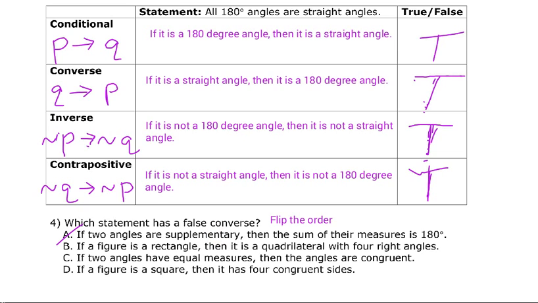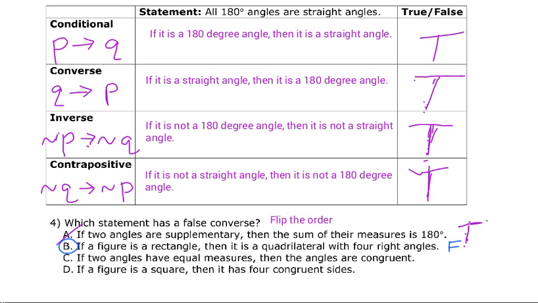Okay, take that back, that is a true statement. So if we have 180 degrees, then we know that they are supplementary. So we know A cannot be the answer. So for the next one, for B, if it is a quadrilateral with 4 right angles, then the figure is a rectangle. That is not always going to be the case, so that will be one of our false statements. For letter C, if the angles are congruent, then the two angles have the same measure, and that is always going to be true.